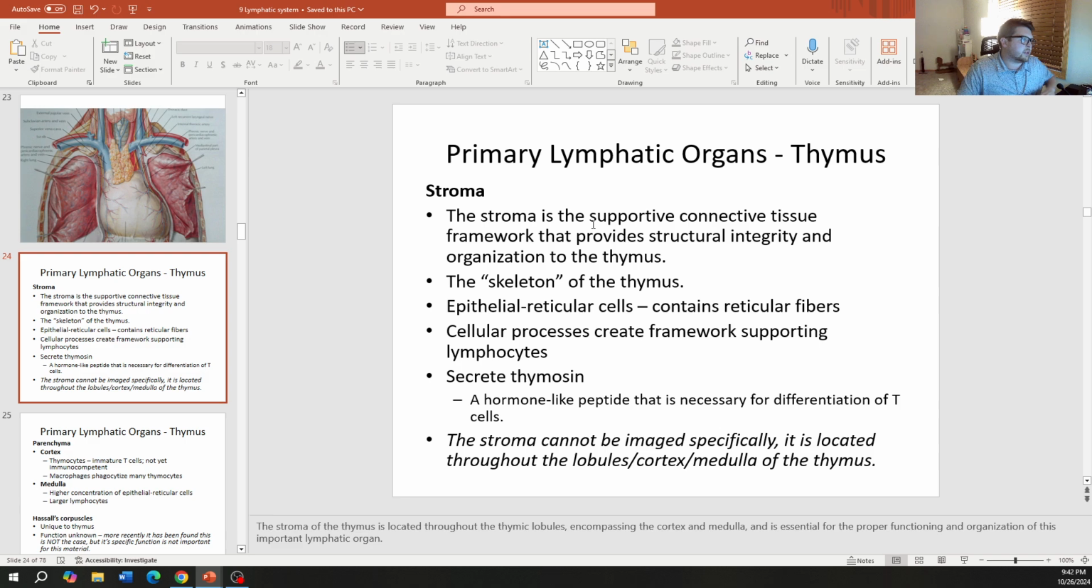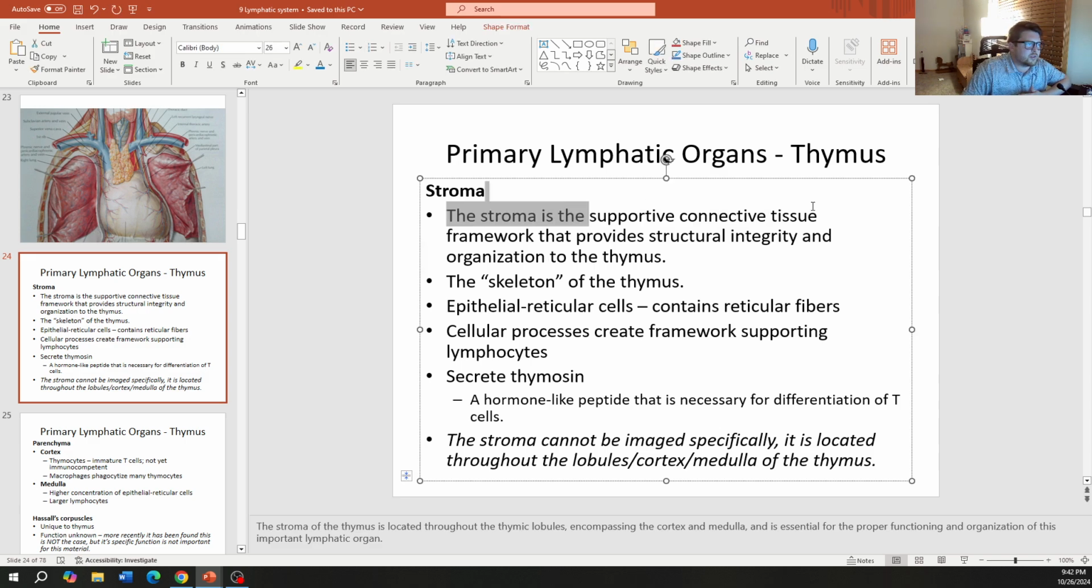So with each of these organs, we're going to talk about stroma and we're going to talk about parenchyma. Okay? The stroma is the supportive connective tissue framework, structural integrity, and organization, known as kind of the skeleton of the thymus. These first two bullet points pop up very similarly onto the other organs, because the stroma is essentially always doing the same job. Now the epithelial reticular cells, remember this is what it's made up of. We mentioned those already. And this is specific to the thymus.